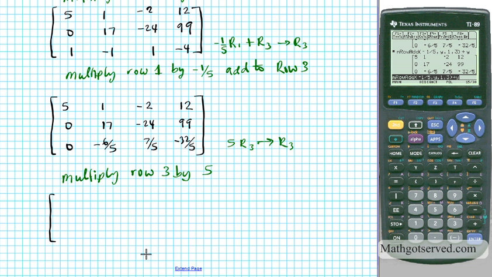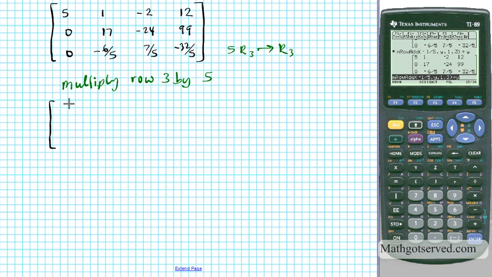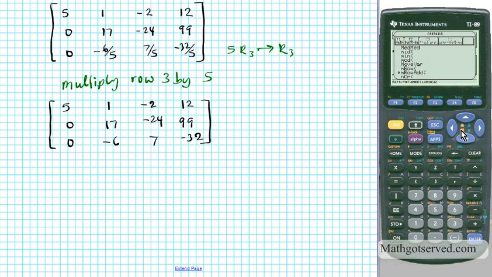So that one is easy. We can even do it by hand. No problems there. 5, 1, negative 2, 12, 0, 17, negative 24, 99. Multiply everything by 5. This is 0. This becomes negative 6. This becomes 7. This becomes negative 32. Bam. Okay? Alright. I gotta bring my calculator up to speed. So I already have this. So what I'm going to do here is I'm just going to multiply it by a row. So go to catalog, multiply row. Remember the syntax.